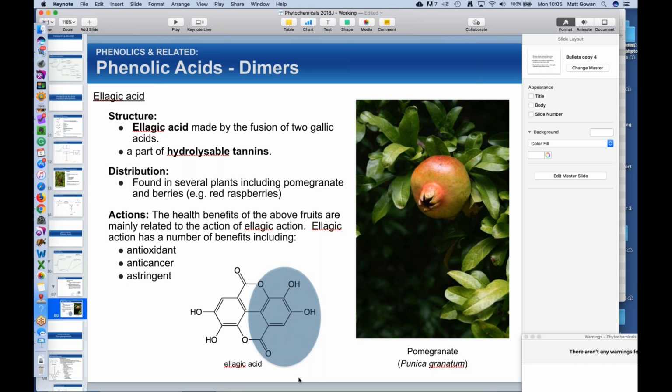And so there's an astringency associated with berries that sometimes is associated with this ellagic acid molecule. And we know that these compounds do have antioxidant, anti-cancer, and astringent effects associated with it. When you eat something like pomegranates or raspberries, the red color is not associated with the ellagic acid. It's associated more with the anthocyanidins that we'll talk about later on. But some of the astringency is associated with these guys, and there are health benefits to it.